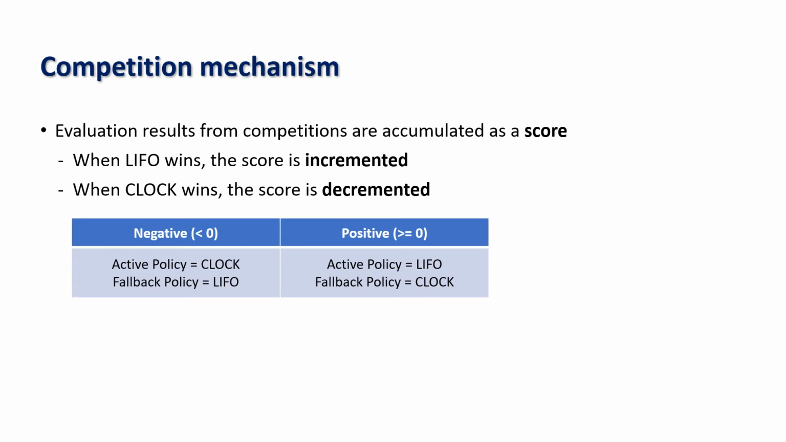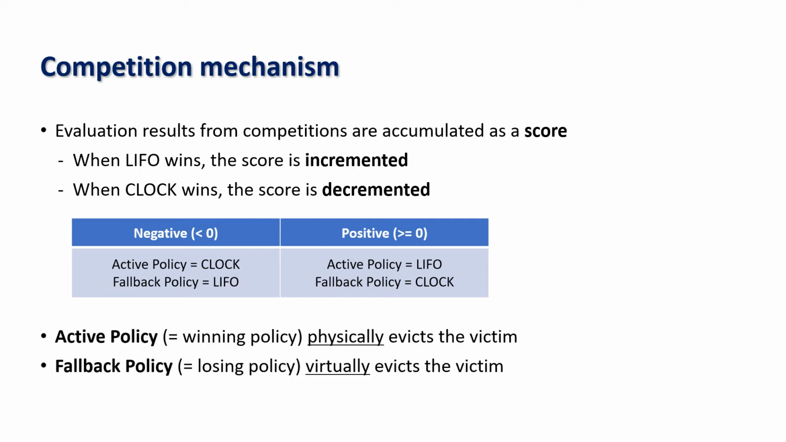Evaluation results from competitions are accumulated as a score. The score starts at 0. When LIFO wins, the score is incremented, and the score is decremented when clock wins. The active policy and fallback policy depend on whether the score is positive or negative. The active policy, which is winning, physically evicts the victim, and the fallback policy, which is losing, virtually evicts the victim. Now that we understand how the active policy and fallback policy are determined, I'll explain how each policy changes the state of the pages.